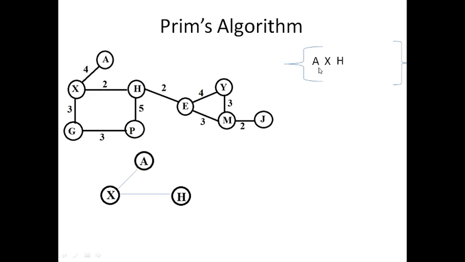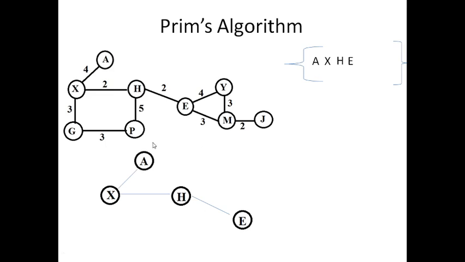Now we have got three vertices in this list. So now we can choose any one of the edges adjacent to A, X or H, but with the minimum weight. From X we have already included H. The other edge has weight 3, whereas from H we have an edge to E which has 2, which must be the lowest in the given set of choices. So we have to include that edge into the minimum spanning tree, and once again repeat that process. So we have now got 4 vertices.